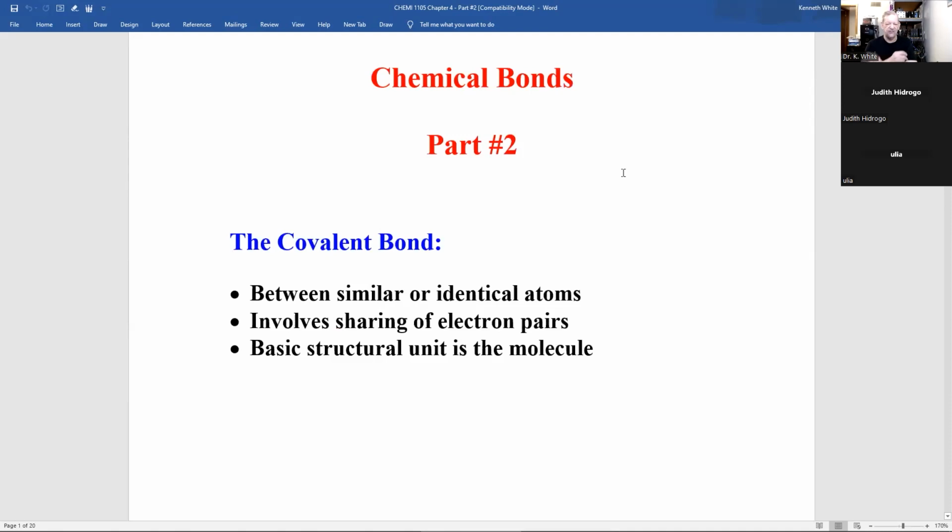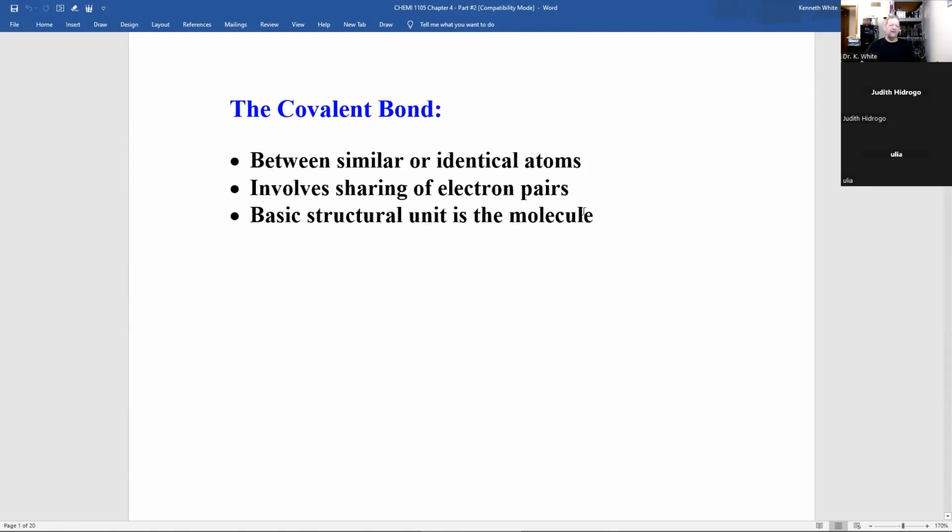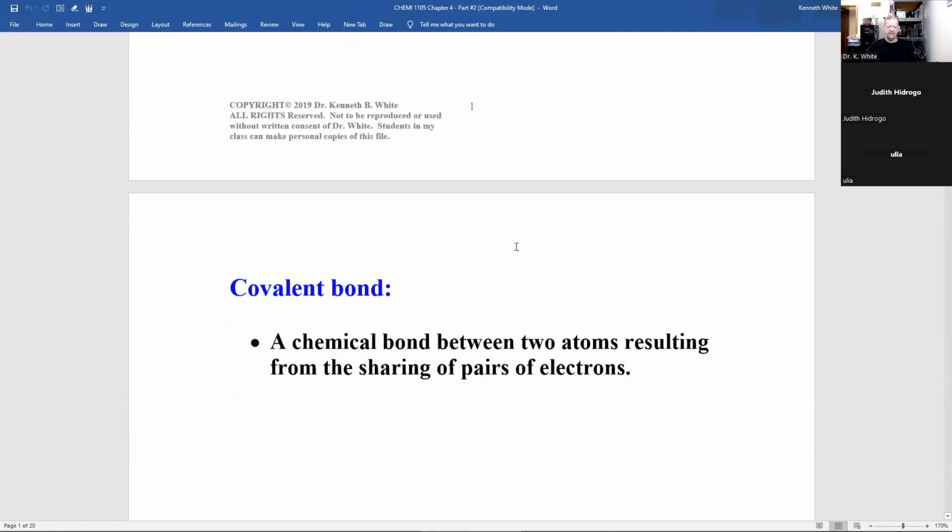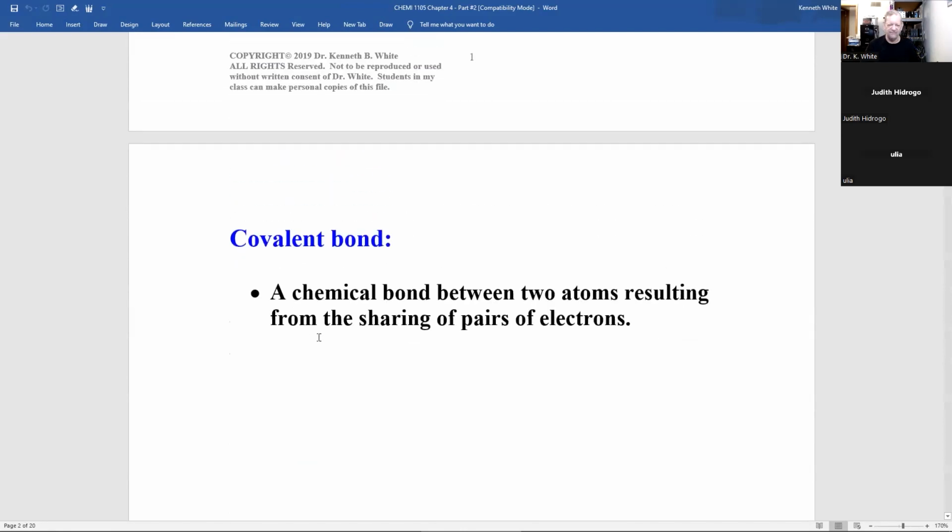This continues our discussion of chemical bonds. Remember, chemical bonds are the forces that hold atoms together in what we call a molecule. We talked about ionic bonds. Let's talk about covalent bonds. I'm not going to ask you to memorize this, but a generalization from your book: covalent bonds involve similar or identical atoms sharing pairs of electrons, and the basic structural unit is still called the molecule.